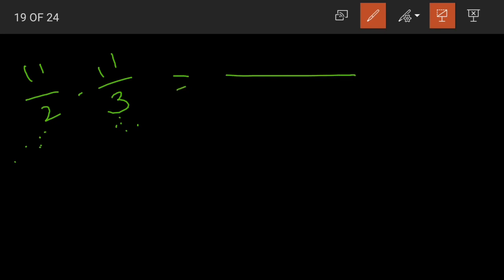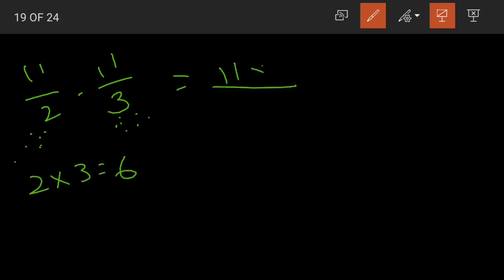The LCM will be 6. That is the product. Yes, the LCM will be the product of both the denominators. 2 into 3 is equal to 6. Now converting them into equivalent fractions.